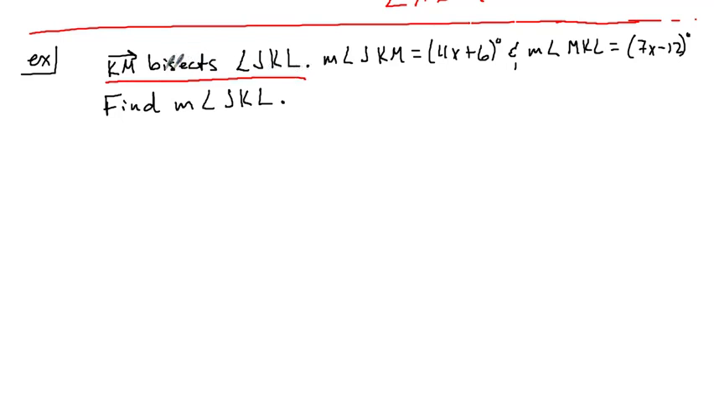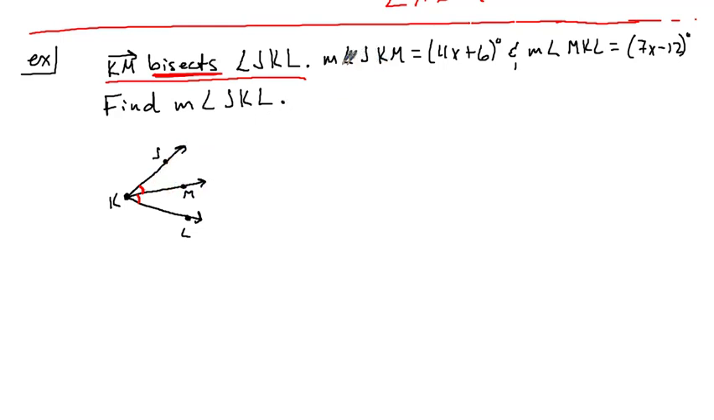So the first thing we read here says ray KM bisects angle JKL. That tells us what the picture looks like. It tells us that there is an angle JKL, and it is bisected by a ray KM. Now, bisect means that it splits it into two equal parts. So we put one mark here and one mark here. Our arc marks indicate that we know those two angles are the same.